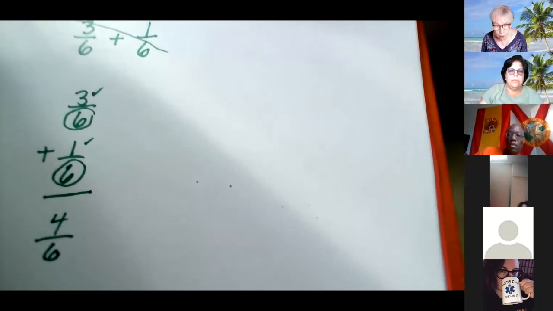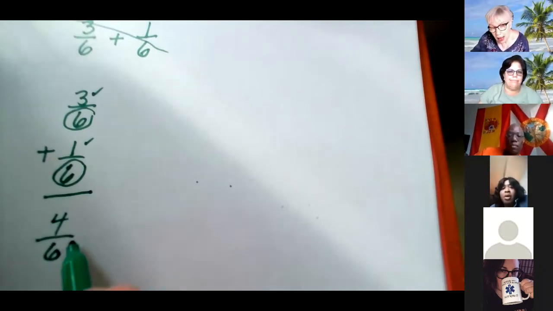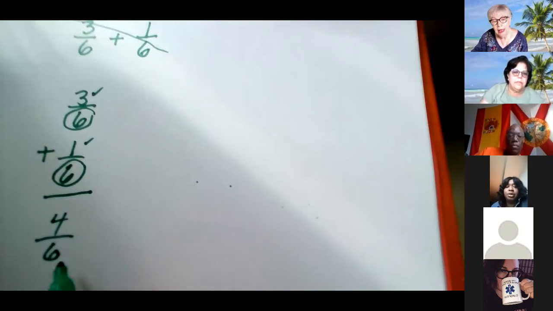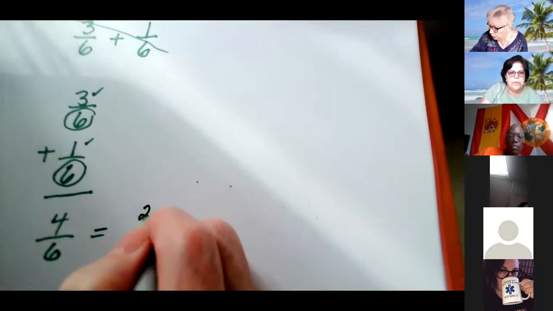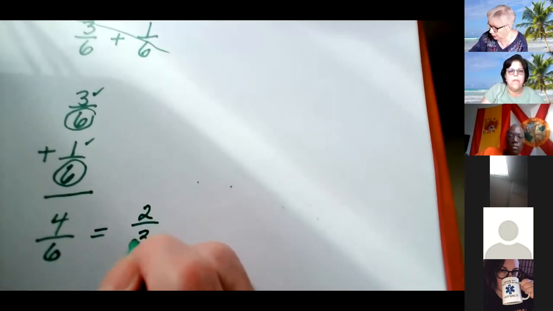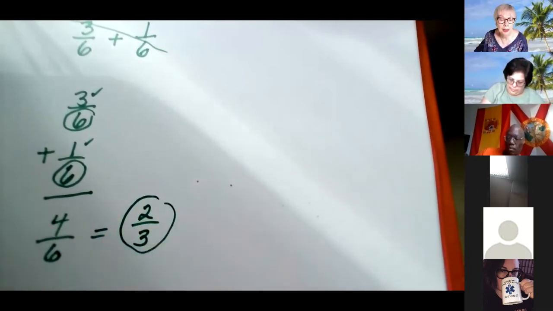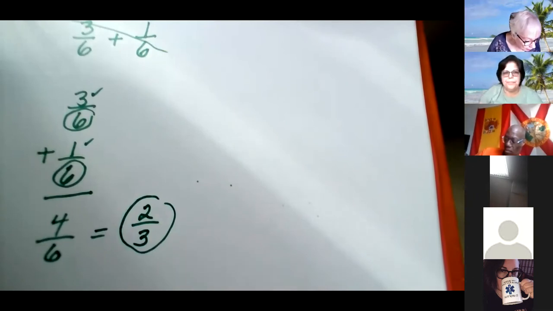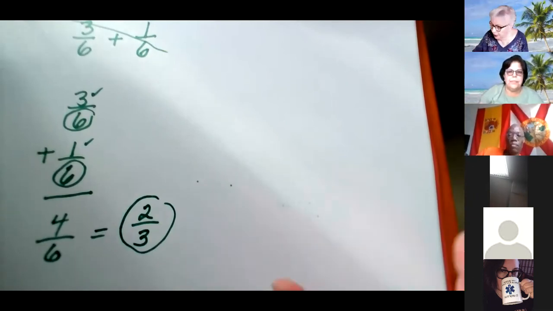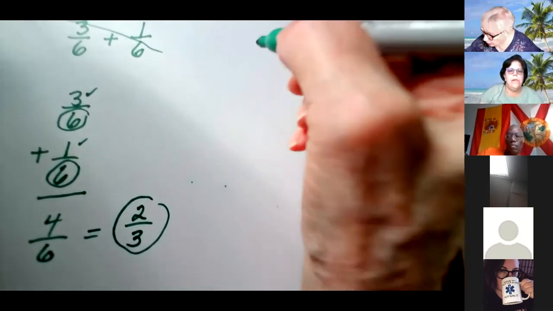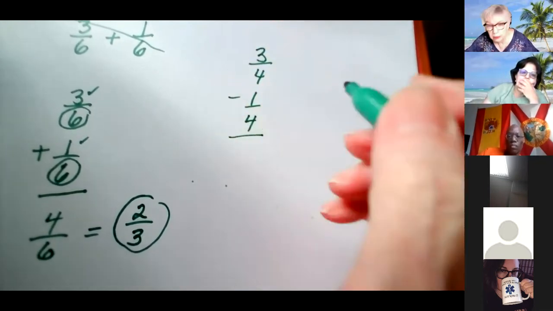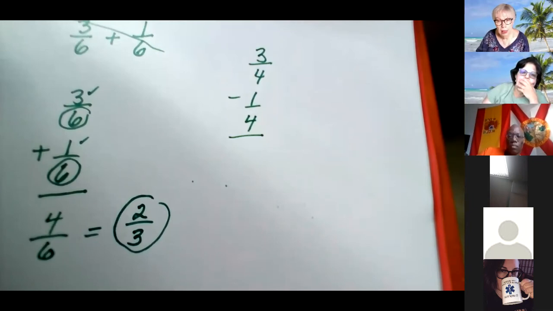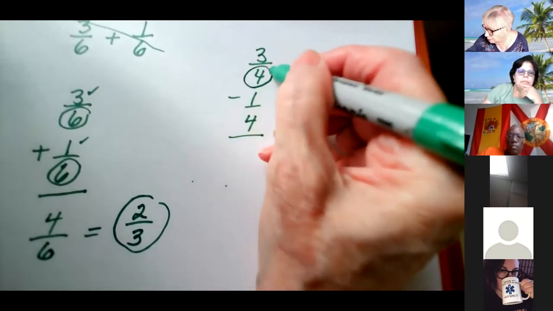No. No. This happens to reduce. And so we're going to simplify it by dividing by 2. 2 into 4 is 2. 2 into 6 is 3. This is the answer I would turn in. Okay? So it doesn't matter if it's subtract. I'm giving you the easy ones.